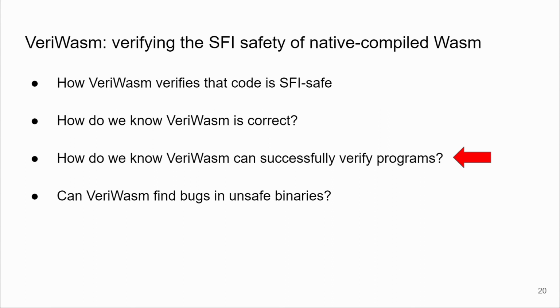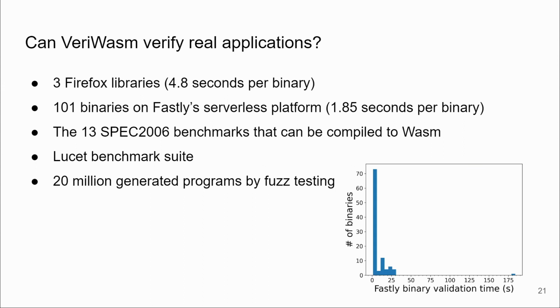Okay, now we know that VeriWasm actually ensures isolation, but how does it do on real code? To answer this question, we used our Rust implementation to verify WebAssembly binaries from 5 sources. We checked 2 production codebases and 3 additional sets of benchmarks. The production code we verified were the 3 libraries from Firefox that are deployed as native WebAssembly code, and 101 production binaries on Fastly's serverless platform. Verifying these applications took on average only a few seconds, which is fast enough for the use case of verifying binaries as part of a continuous integration pipeline.